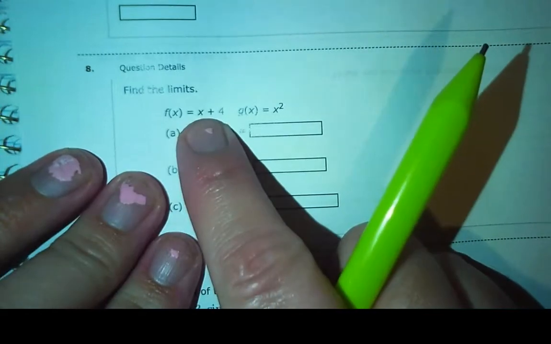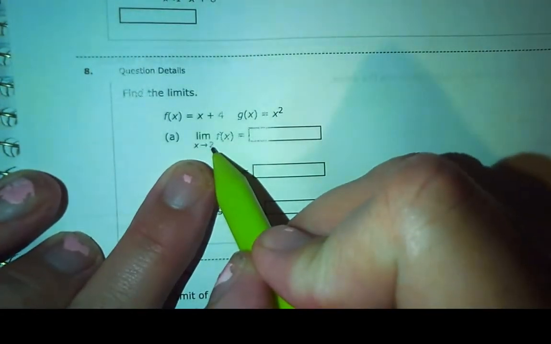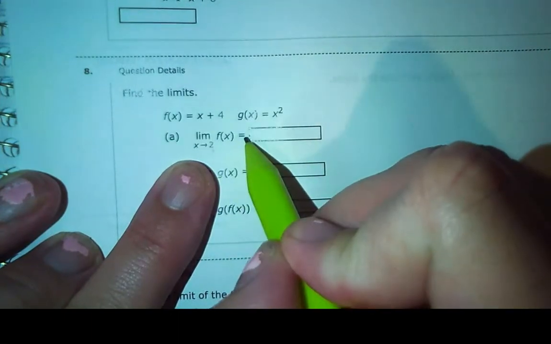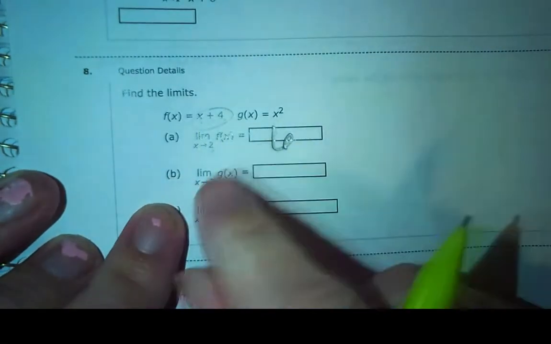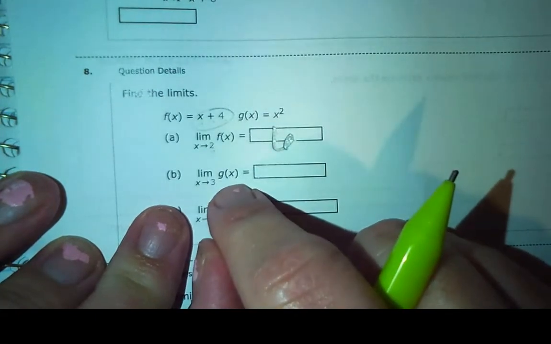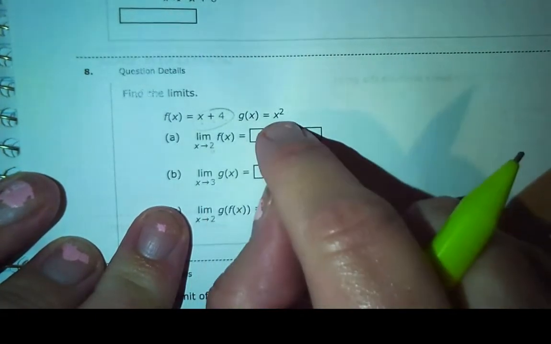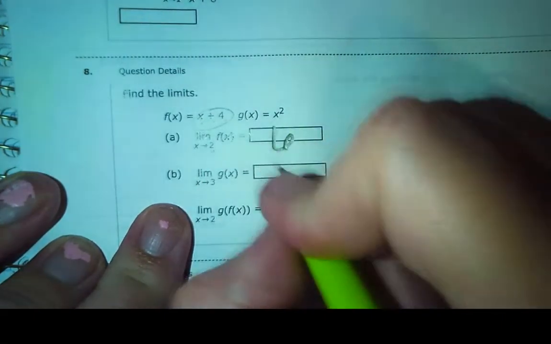So I have f of x equals x plus 4, and the first one says take the limit as x approaches 2 of f of x. So that means I'm going to take a 2 and evaluate here. So what is 2 plus 4? It is 6. Okay? So then this one, take the limit as x approaches 3 of g of x. Well, what is g of x? g of x is x squared. Okay, so 3 squared is going to give you a 9.